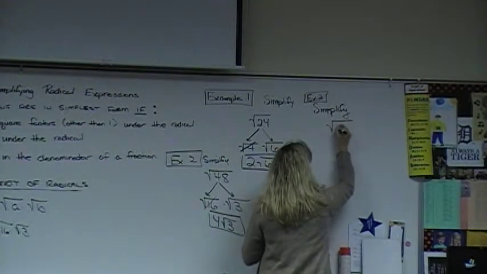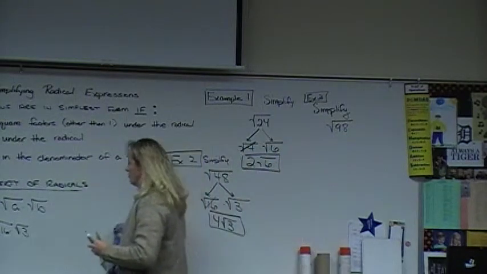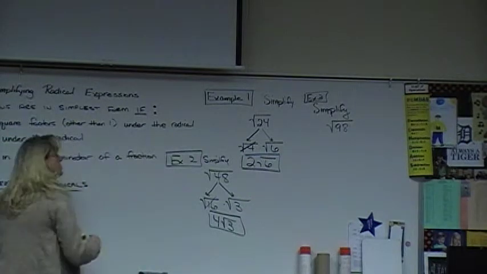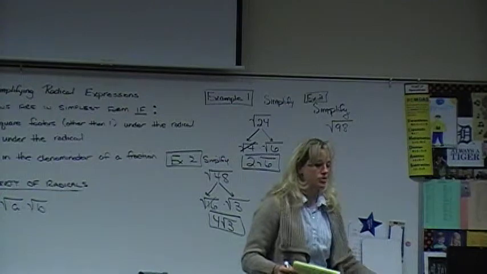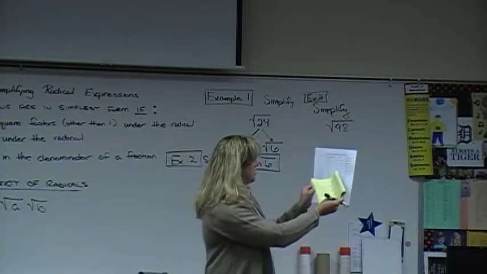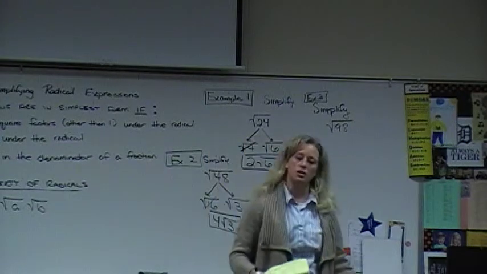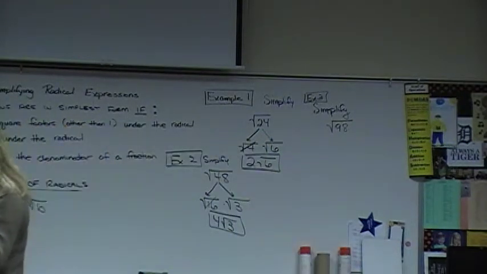How about the square root of 98? What's the first thing I want you to do? Ask yourself, is 98 a perfect square? So what side should you be looking at? You should be looking at the perfect square side. I don't see 98. I see 81, I see 100. So I know it's somewhere between 81 and 100, but it's not a perfect square.